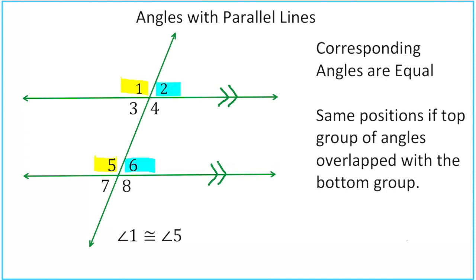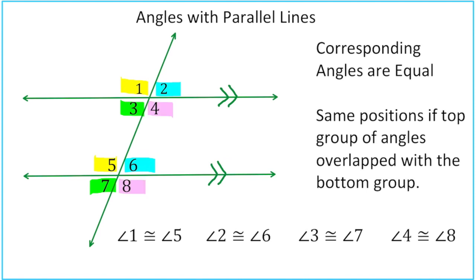Next up, angle 2 and angle 6 are in the same position. So let's write angle 2 is congruent to angle 6. Next, we would have angle 3 and angle 7. And finally, angle 4 and angle 8 are congruent. So if you're given a problem, and for example, they tell you that angle 2 is 70 degrees, and they want to know what angle 6 is, you would use corresponding angles as your reason for saying that angle 2 and angle 6 are congruent, which means they would measure the same number of degrees.